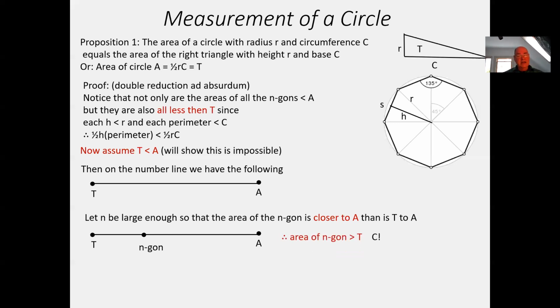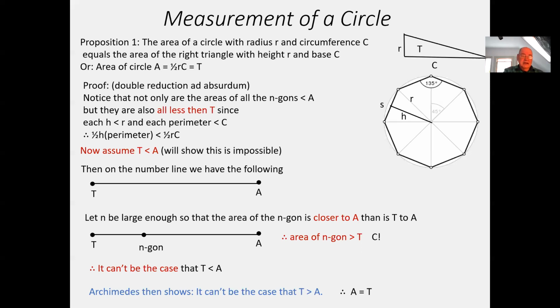Therefore, the area of the endergon has to be greater than T. So therefore, there's no way that T can be less than A. Exactly the same argument from up above. Now where T is above A, I'll find an exterior endergon closer than that, and I've reached the double conclusion. Okay? So this is the proof by reductio ad absurdum. Here's a double because he's got to show both.